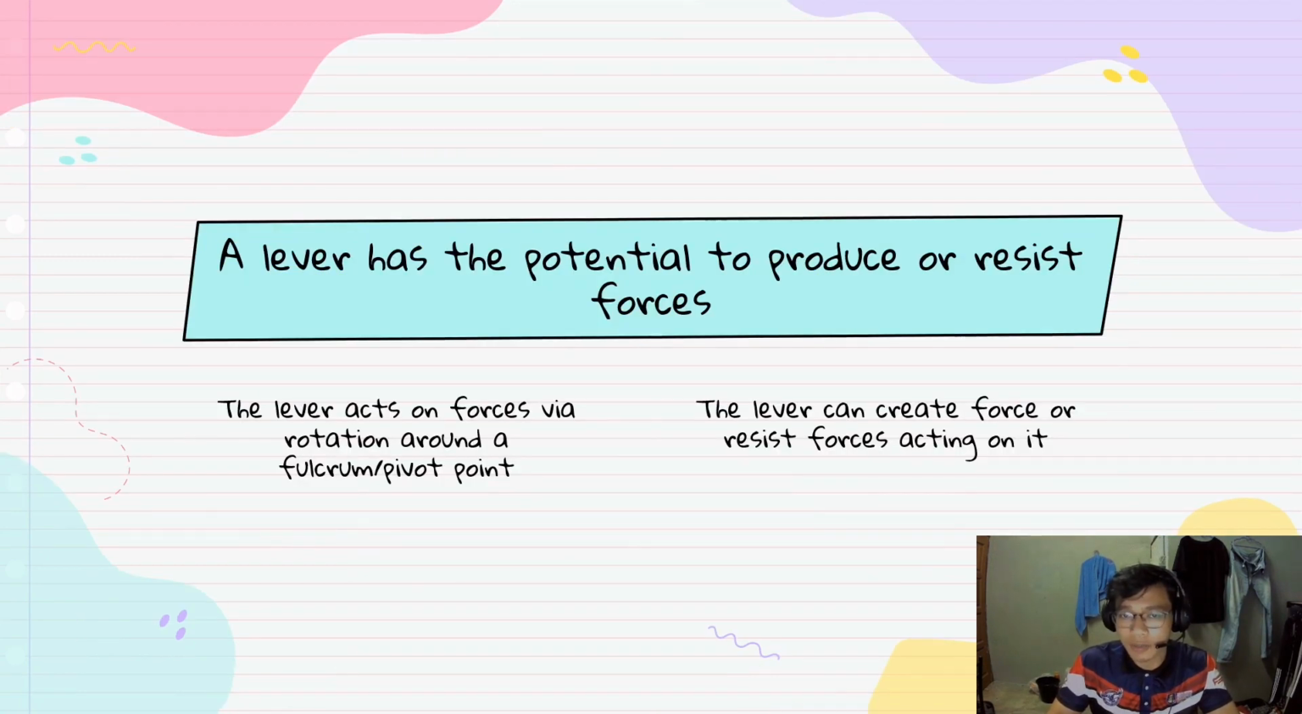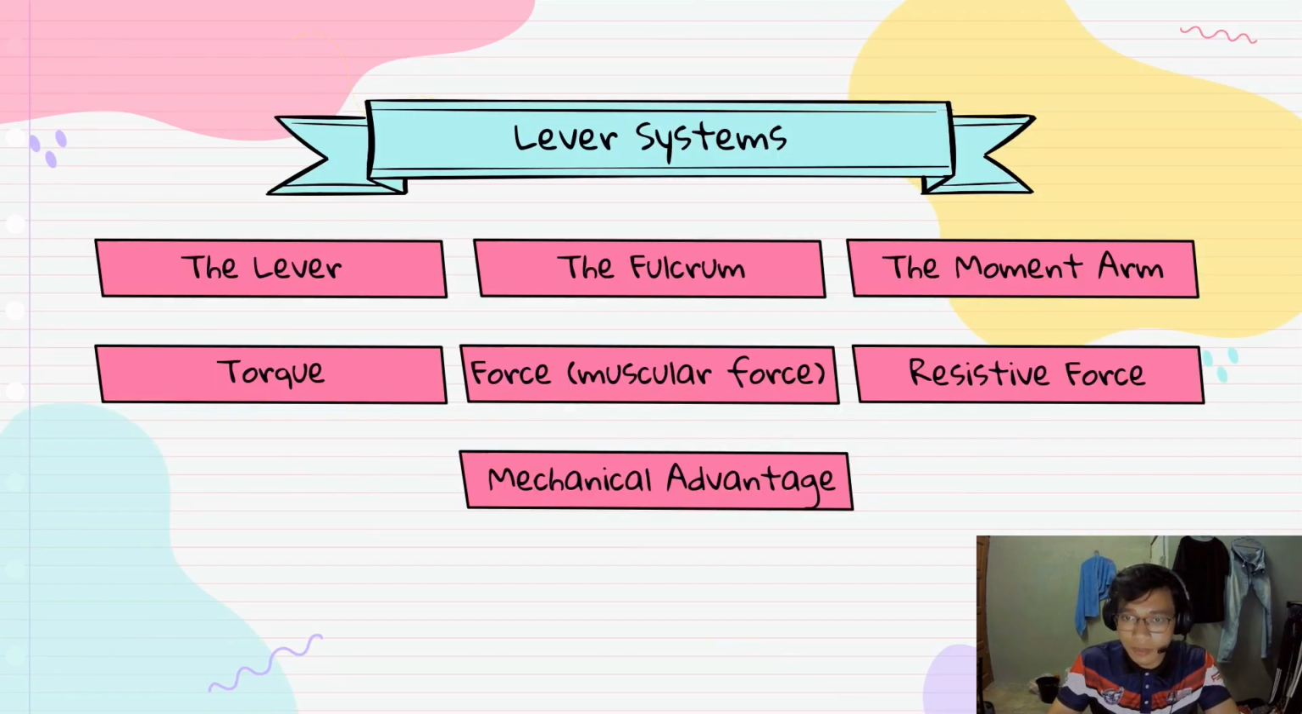A lever has the potential to produce or resist forces. The lever acts on forces via rotation around a fulcrum pivot point or the central area, and the lever can create force or resist forces acting on it. So for example, if the exercise is hard, we can make it easier, and if the exercise feels easy, we can make it harder. That's the use of the lever system. There are 7 types of lever system terms, which are the lever itself, the fulcrum, the moment arm, torque, force, which is muscular force, resistive force, which is the load, and the last one is mechanical advantage.